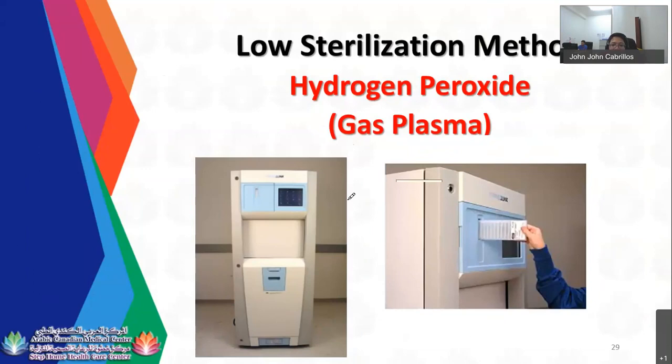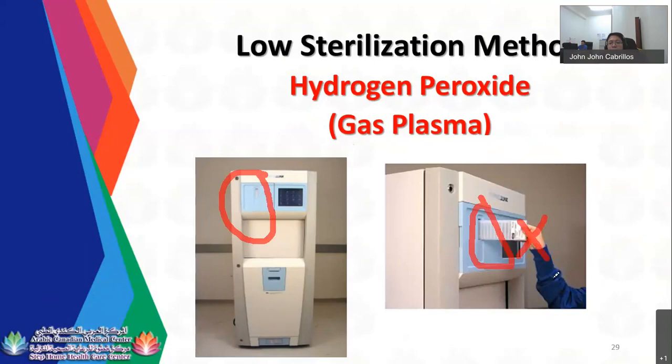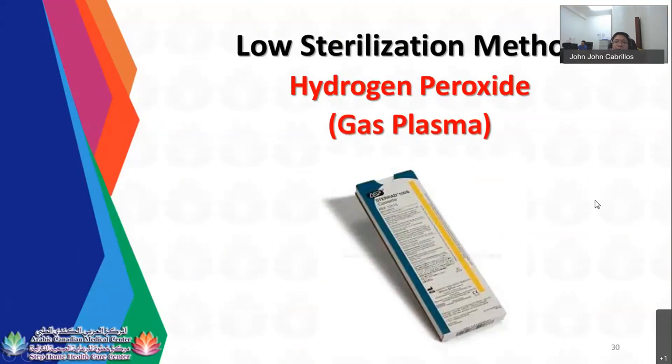In this part, you need to place the hydrogen peroxide sterilant. So this is the sample. Actually, this is not allowed. When you are putting hydrogen peroxide in a machine, you need to wear a chemical resistant glove, which is your green gloves. So this is your sterilant, your gas plasma, hydrogen peroxide.